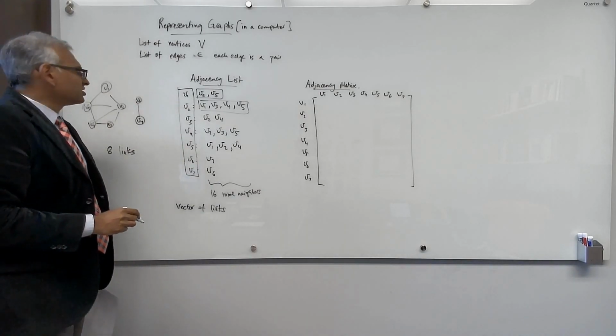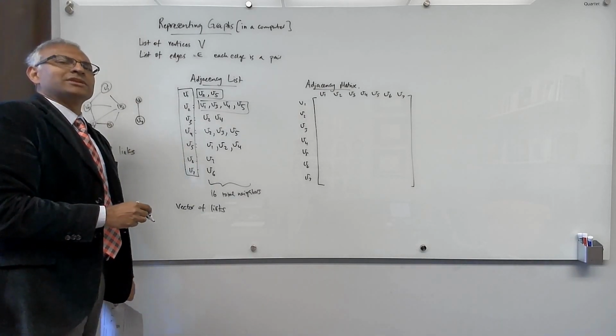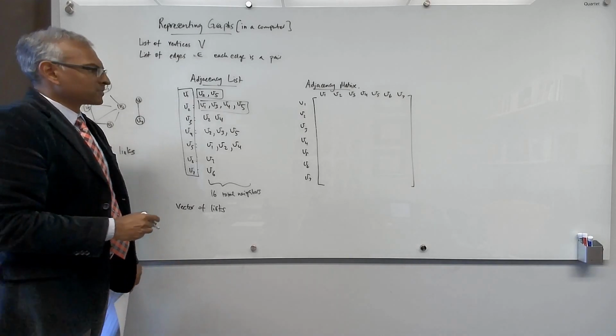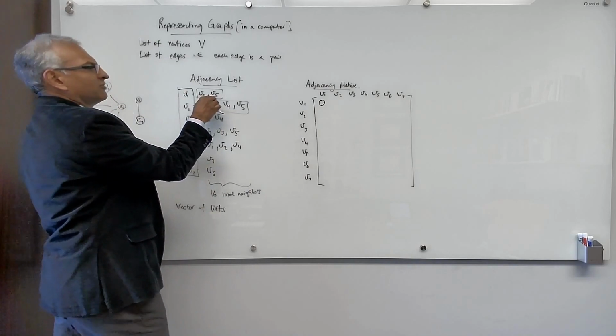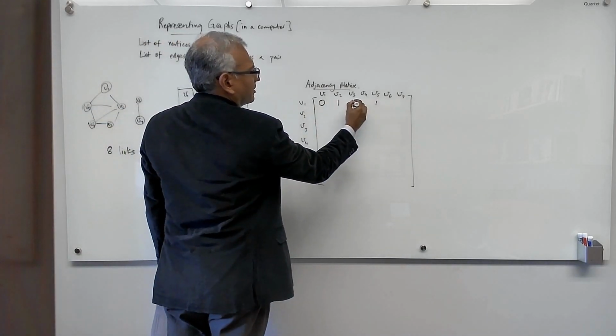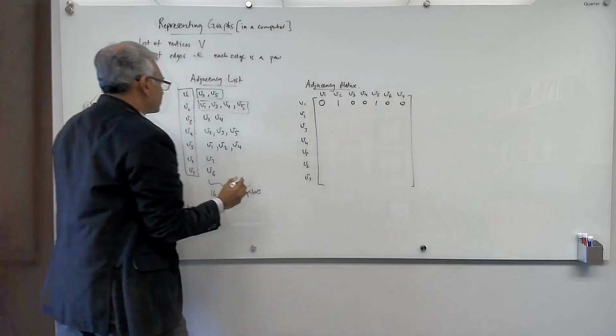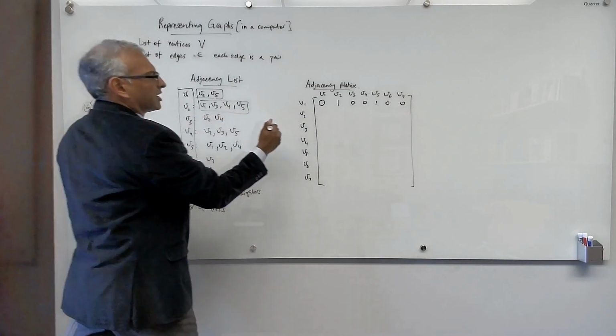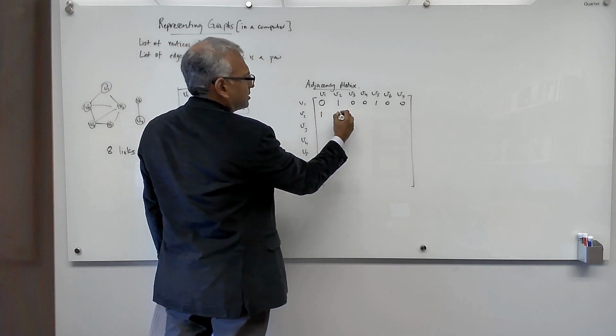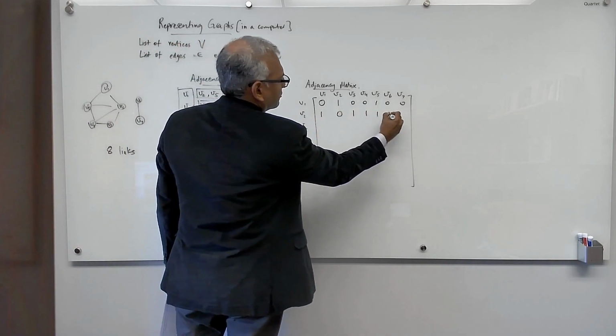A vertex does not have a link to itself. That's what's called a self-edge or a loop. So we don't have loops. There's no edge from V1 to V1, but there's an edge from V1 to V2 and V5. The others are zeros. V2 has edges to 1, 3, 4, and 5.